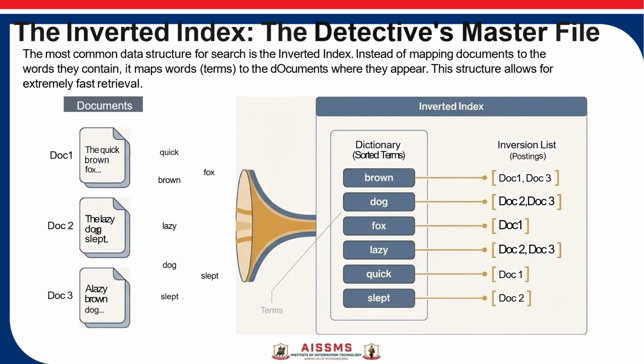The inverted index. The result of this preparation is the inverted index, often called the detective's master file. Instead of listing words found in a document, this index maps specific terms to every document where they appear. This structure is what allows for extremely fast retrieval.